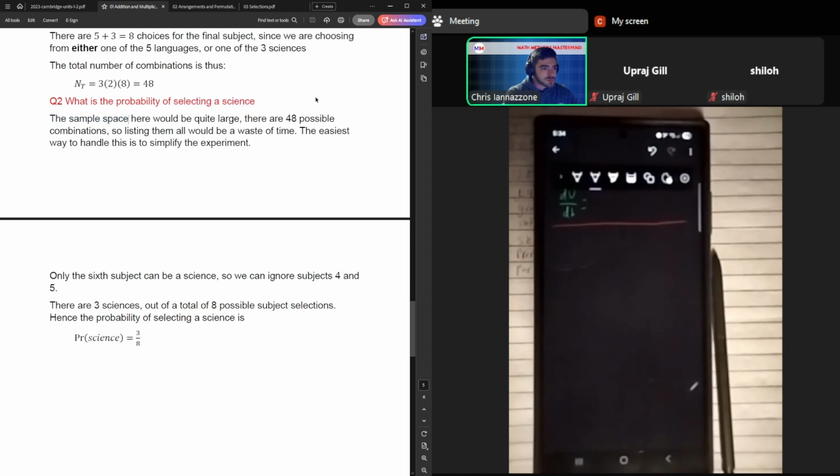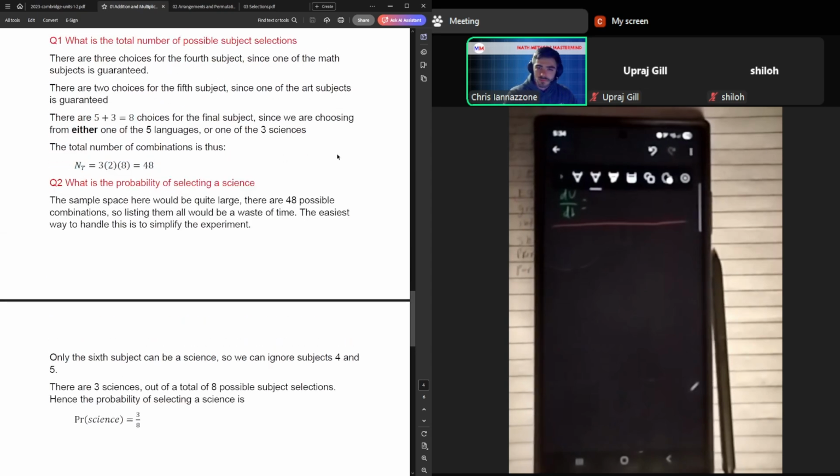Next up, probability of selecting a science. So what we've just found is capital N, the number of total possible outcomes. This is finding capital X. We're looking for specifically the number of outcomes that have a science in them. There's a couple of ways you can do this.